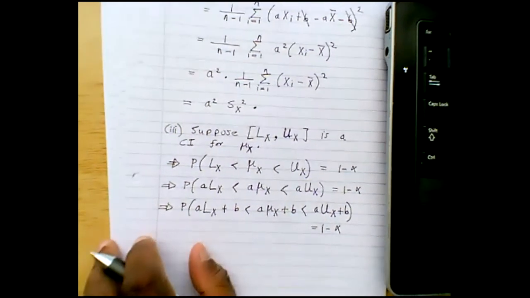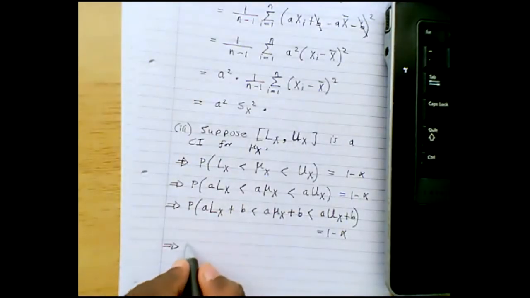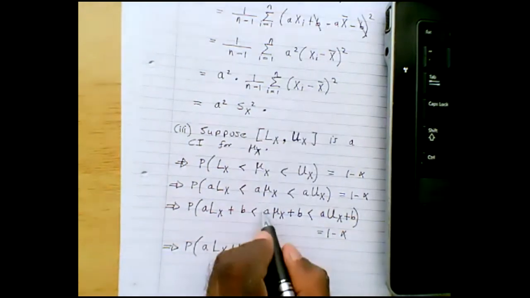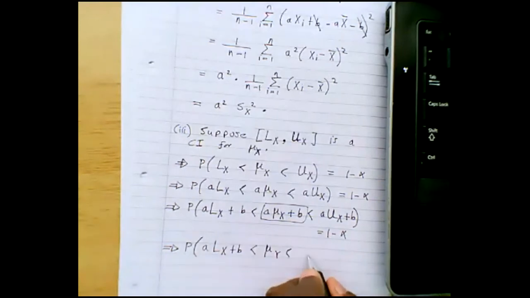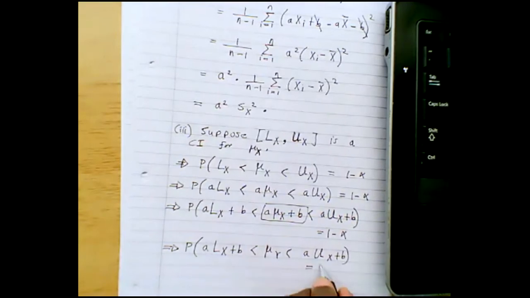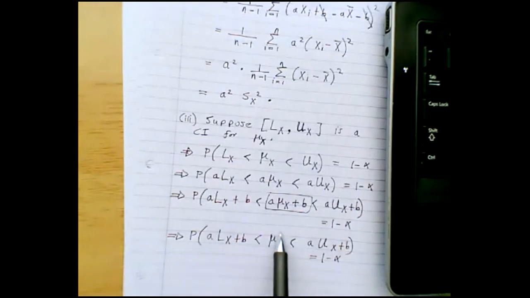And we know from the first part of this question, part 1 of question 7, that this guy here is the population mean for the variable y. Right now, what this implies is that the probability that the population mean for y lying between these two is 1 minus alpha.